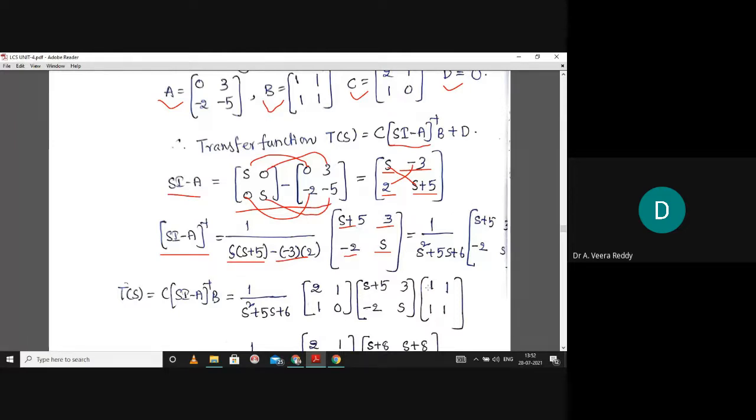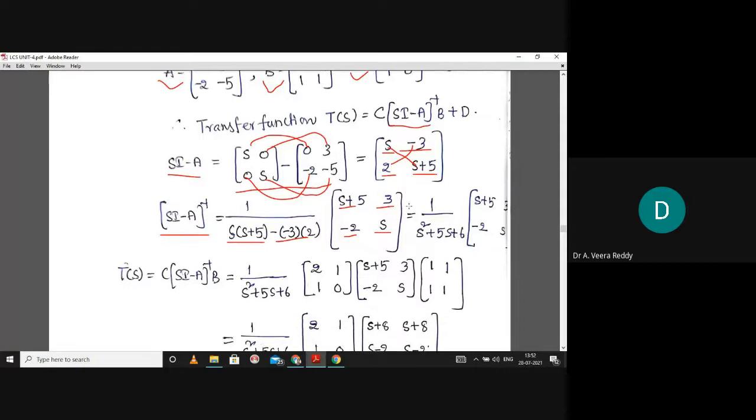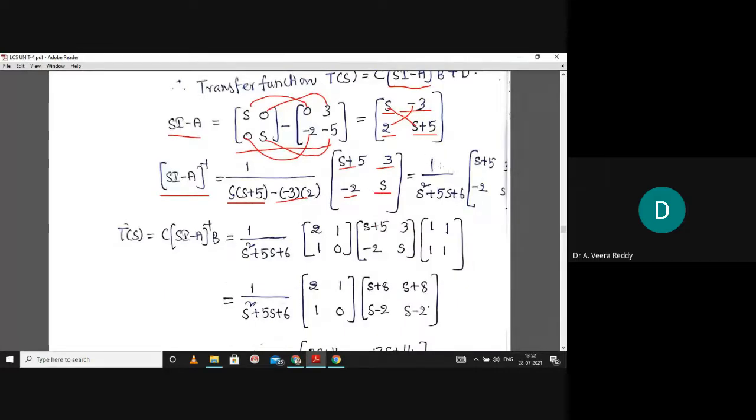So this is the (sI minus A) whole inverse. If you want, you can bring that 1 by s square plus 5s plus 6 into the inside. No problem, you can multiply with each factor, isn't it? Or if it is better to keep it outside, that's fine. So therefore, (sI minus A) whole inverse we have calculated. Then C and B are given in the problem itself. So 1 by s square plus 5s plus 6, you can keep it outside.